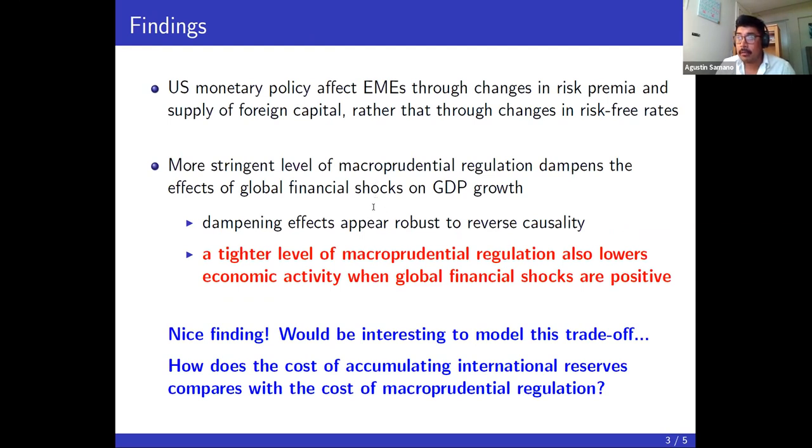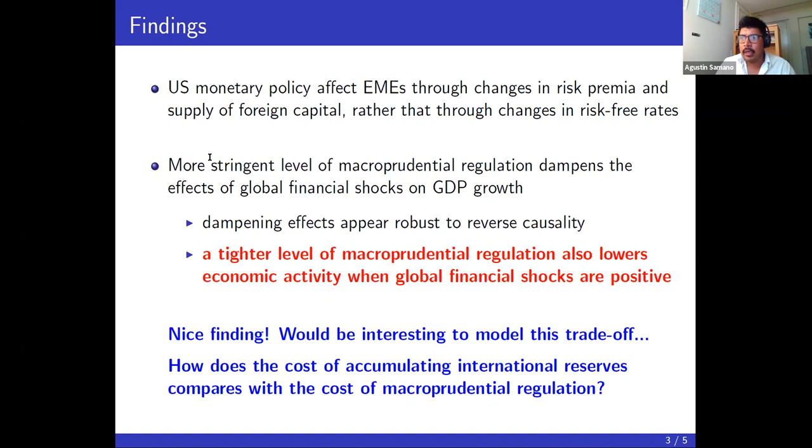The first finding is that US monetary policy affects emerging market economies through changes in risk premia and foreign capital, but not necessarily in the risk-free rates. I find this very interesting because some models, for example of sovereign default, which I specialize in, are sometimes looking more at changes in risk-free rates. So it's interesting to find this.